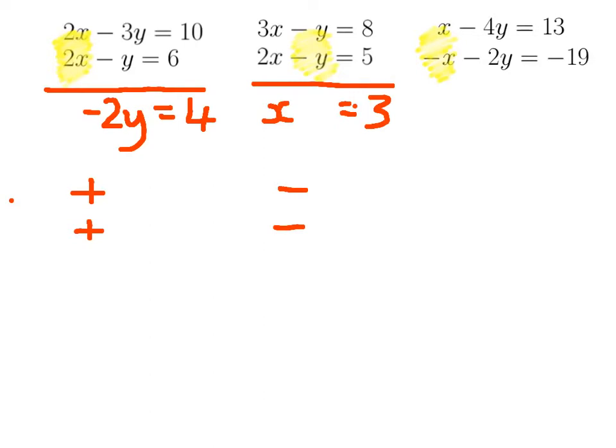Finally, when you've got a plus and a minus, like plus x and minus x, we're going to add the equations together. That's how we eliminate the x here. And so we then have minus 4y add minus 2y gives us minus 6y. The x's have disappeared already. And 13 add minus 19 gives you minus 6. And you could go from there.